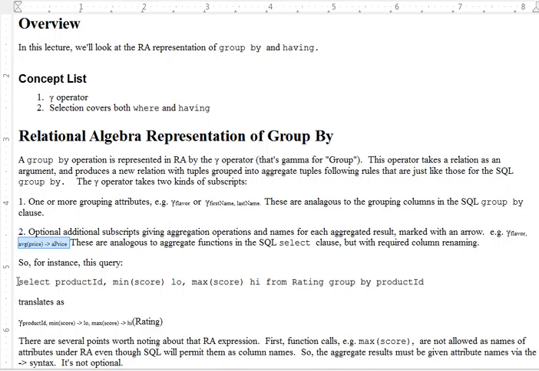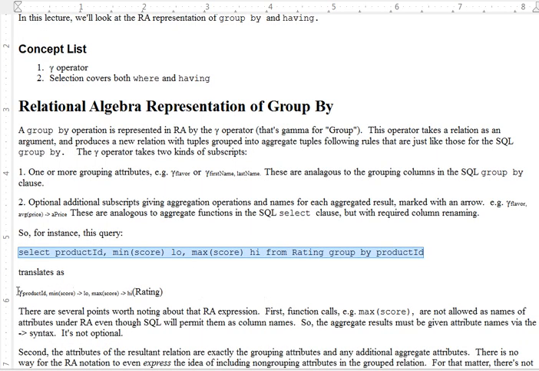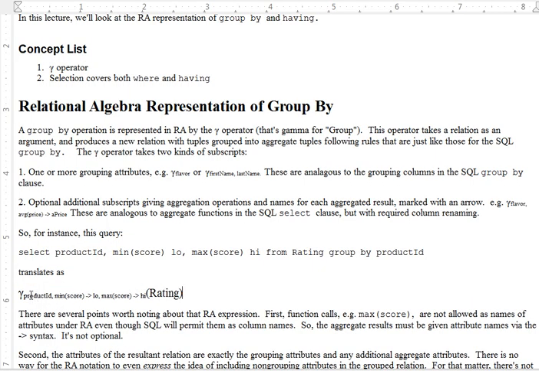So for instance, this query, select product ID, min score low, max score high from rating group by product ID, translates out as gamma of product ID and min score renamed as low and max score renamed as high on rating.